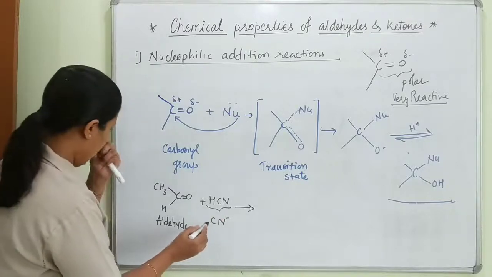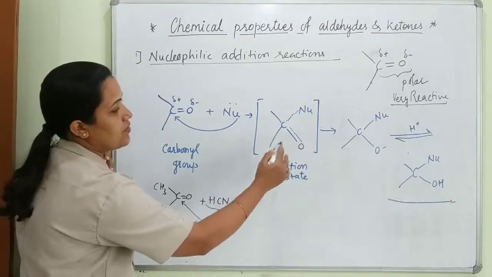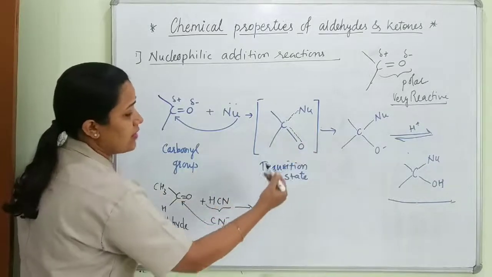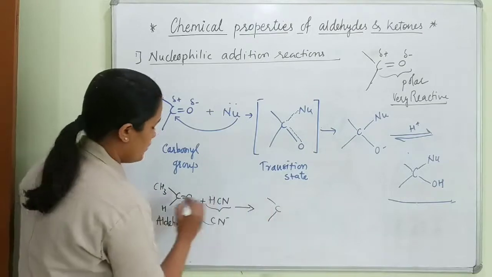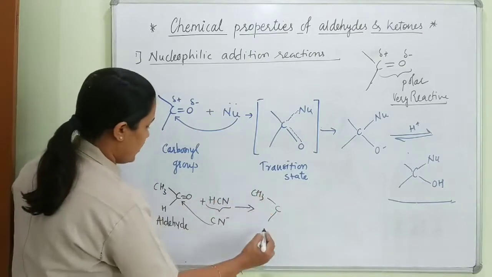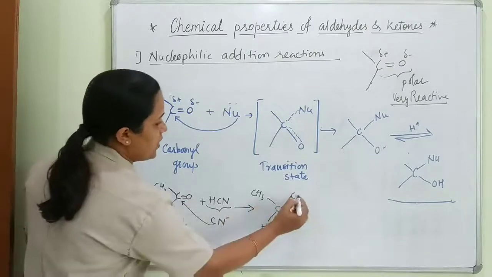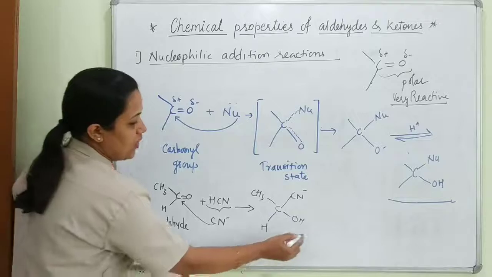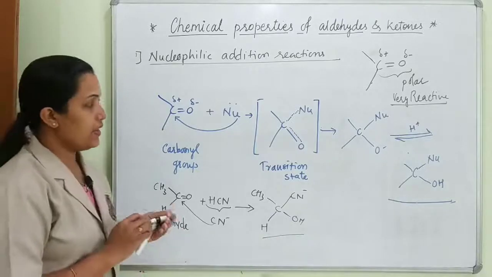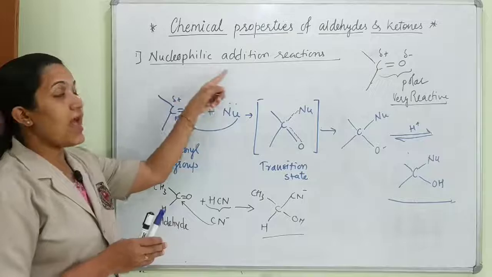Now CN negative will attack this carbon, and rather than writing its complete mechanism, that is a transition state, we can directly write the product also. According to this, the product would be CH3, here it is H, then here one is CN negative and here it becomes OH. So in this way these aldehydes and ketones, that is the carbonyl group, undergo nucleophilic addition reaction.